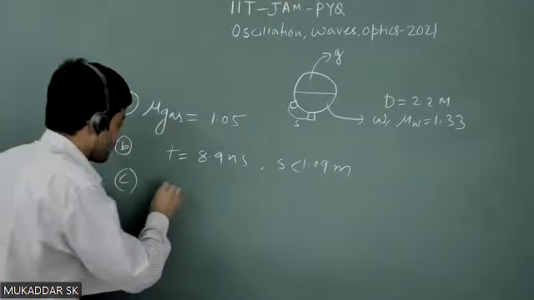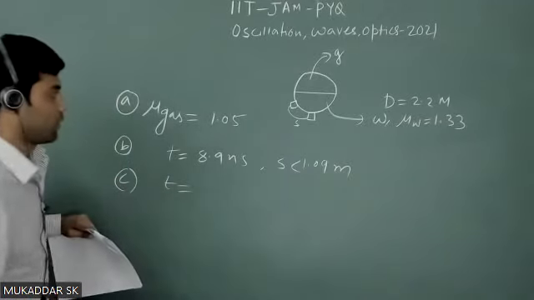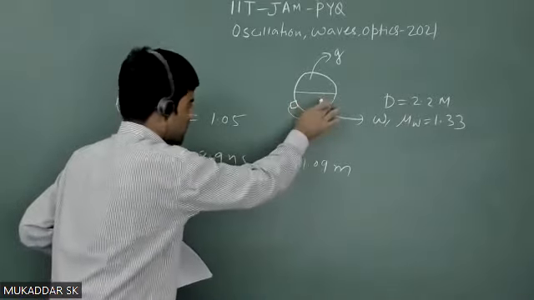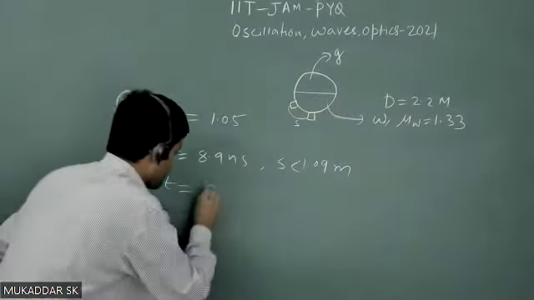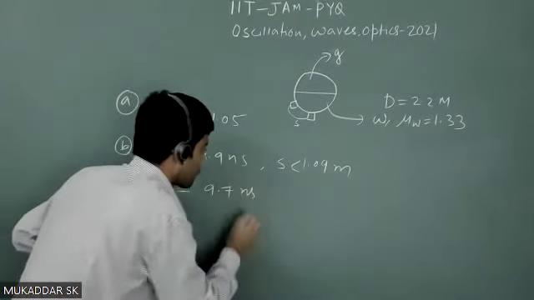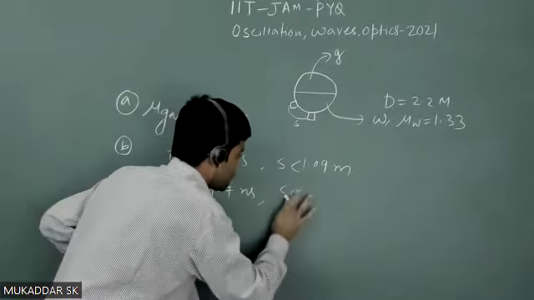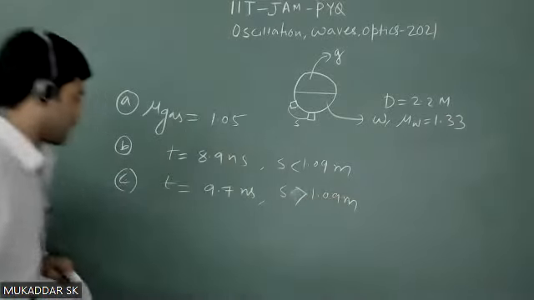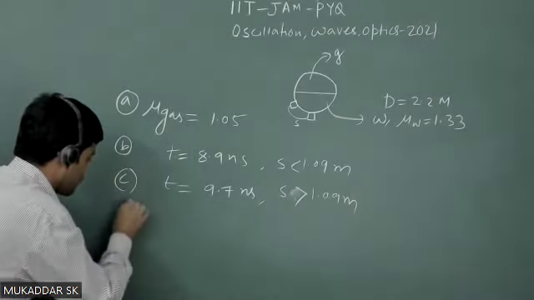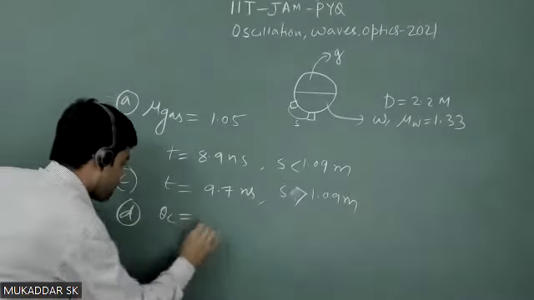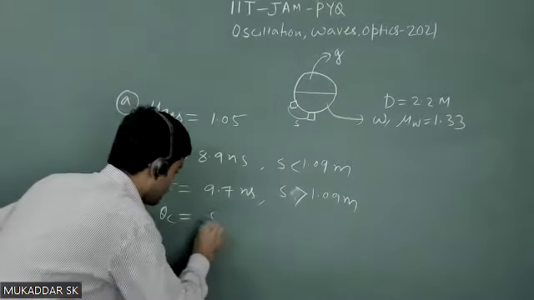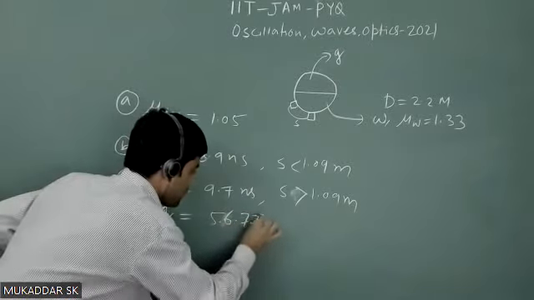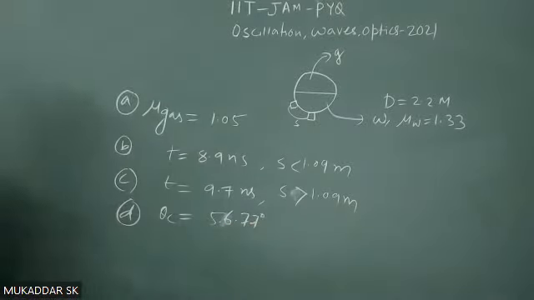Third option, the time taken by this light to travel from source to rim will be how much? 9.7 nanosecond when s is greater than 1.09 meter. And the last option that is given is the critical angle, that is 56.77 degree. Okay, so let us check one by one.